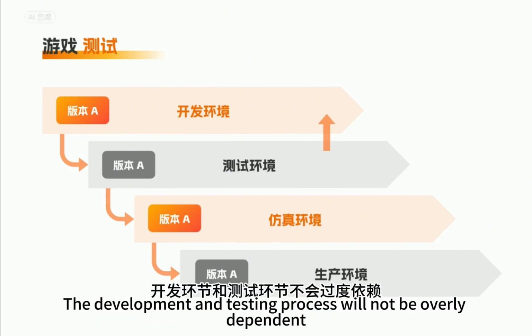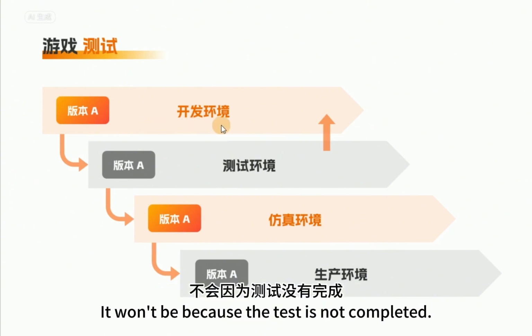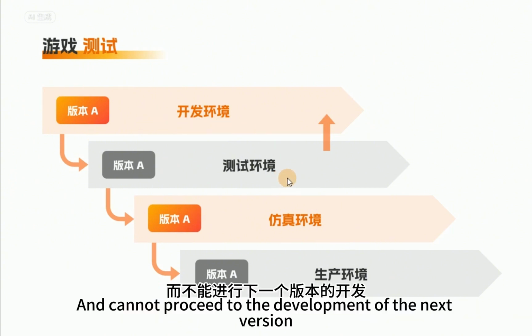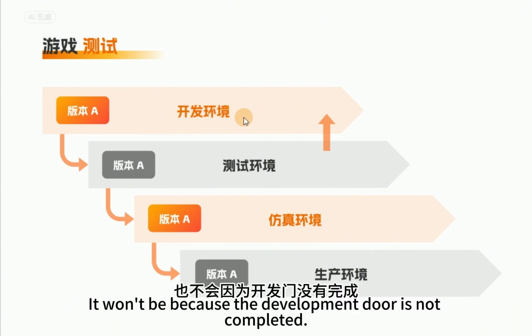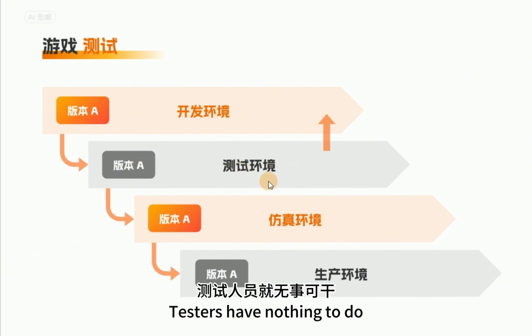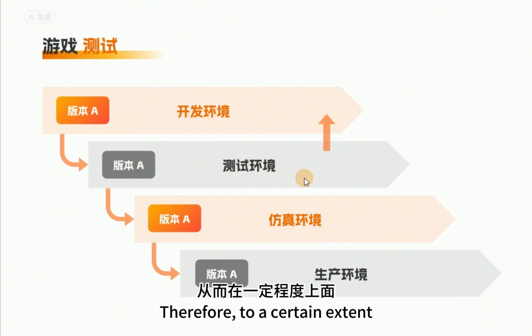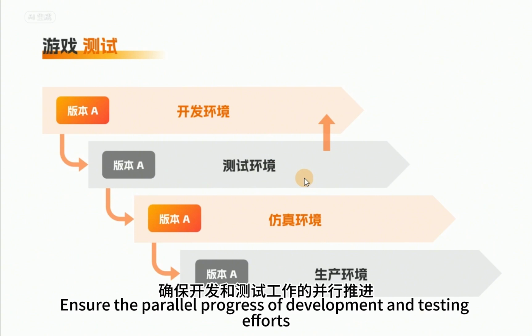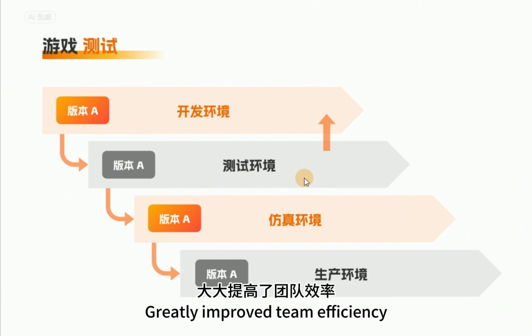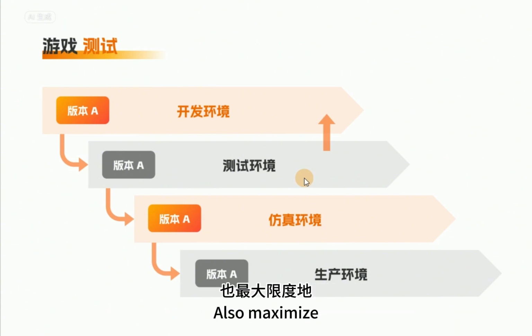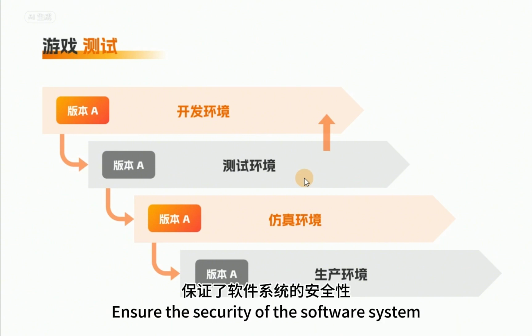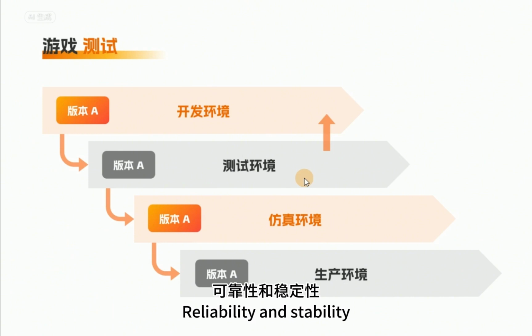The development and testing process will not be overly dependent. It won't be that the test is not completed and so cannot proceed to the development of the next version. It won't be that the development is not completed and testers have nothing to do. Therefore, to a certain extent, it ensures the parallel progress of development and testing efforts, greatly improves team efficiency, and also maximizes the security, reliability and stability of the software system.